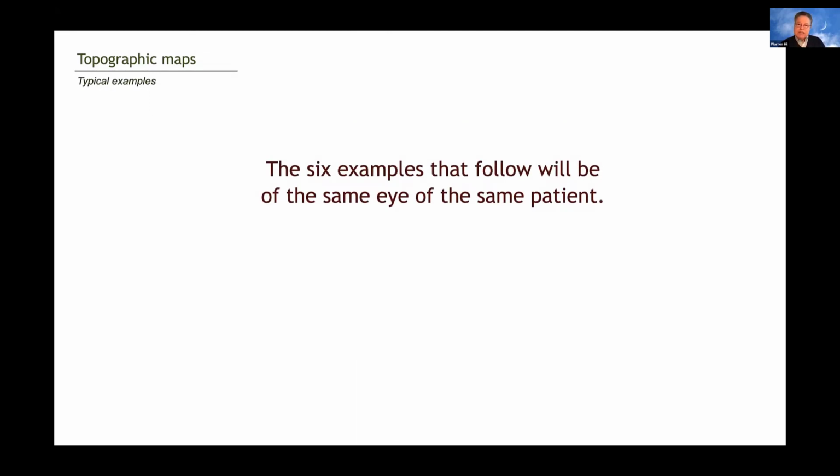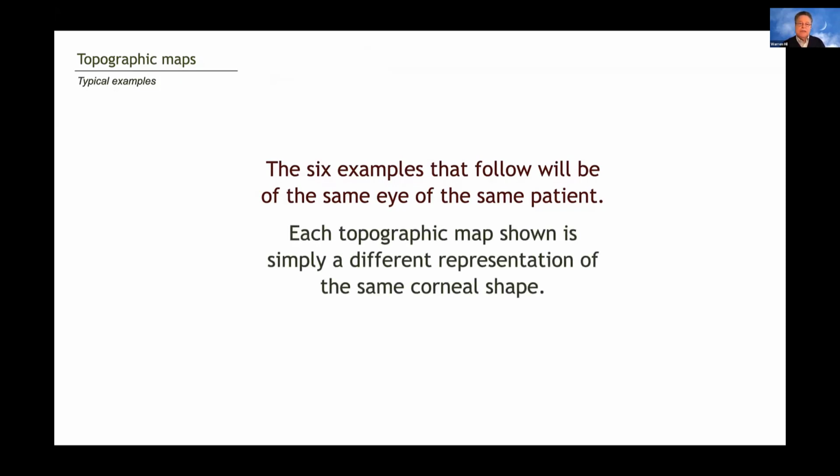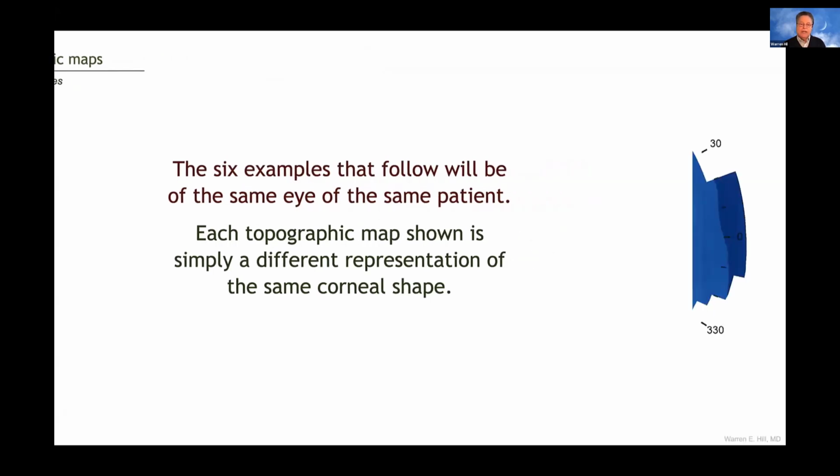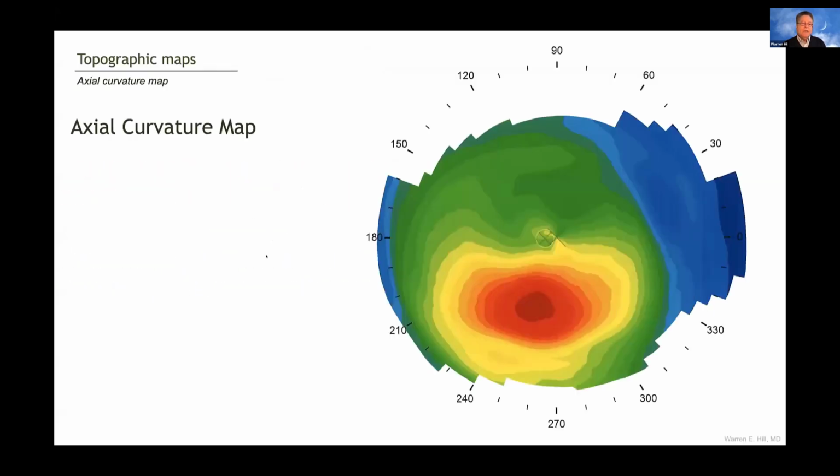The initial 6 examples that I'm going to show will be of the same eye of the same patient to illustrate some basic principles of topography, and specifically those that will be coming with the iStar, which is soon to be released in Europe. So each topographic map that we're going to show of these 6 next patients is simply a different representation of the same corneal shape. Okay, so we'll begin with an axial curvature map.